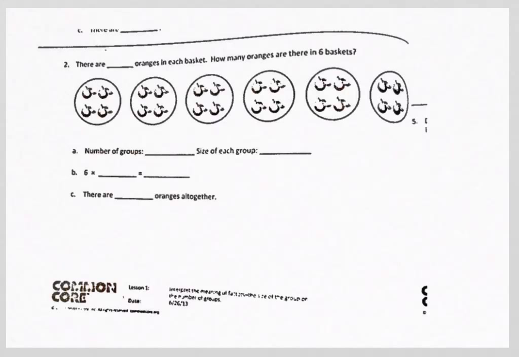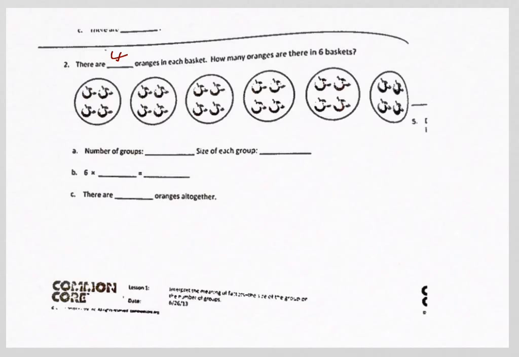Let's do a practice problem. Let's look at this problem here. It says there are blank oranges in each basket. How many oranges are there in 6 baskets? So let's take a look. We have our little baskets here, and there are 4 oranges in each basket.